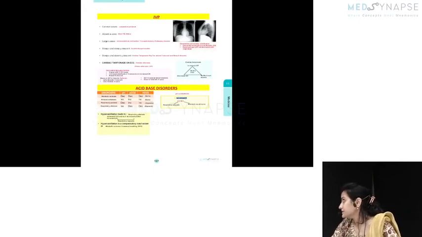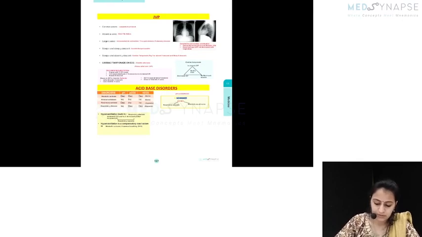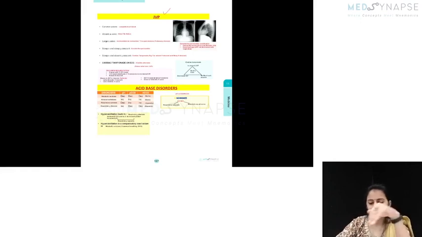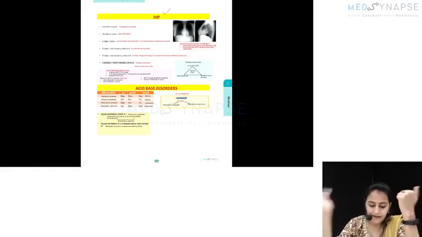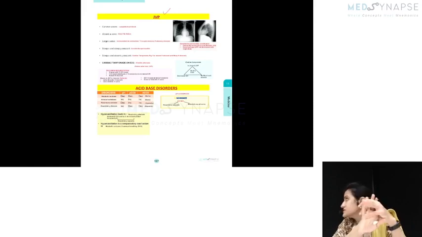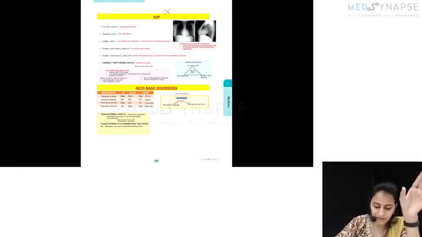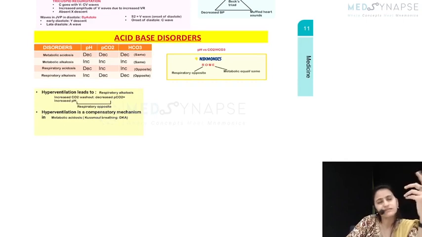Coming to JVP. JVP is something that you need to know first: what the normal JVP indicates, and then what are the various pathologies that we see in the JVP. So this we will do along with the physiology part. Okay? So we'll come to acid base. Very, very important. At the same time, it has a lot of tricks to remember the stuff.